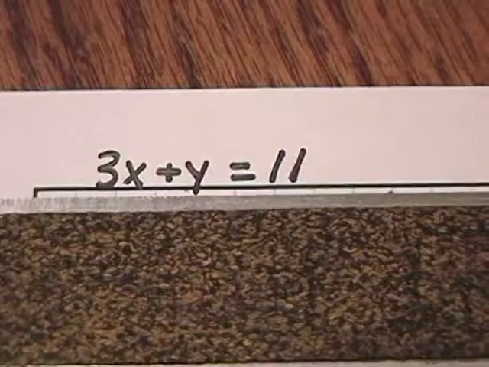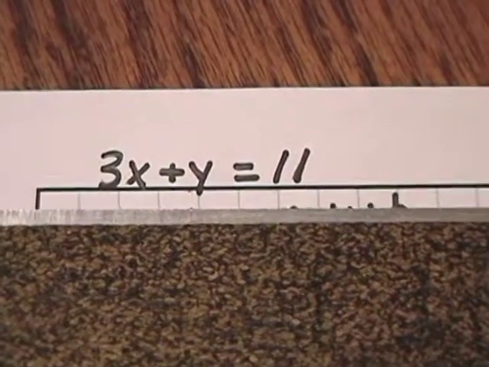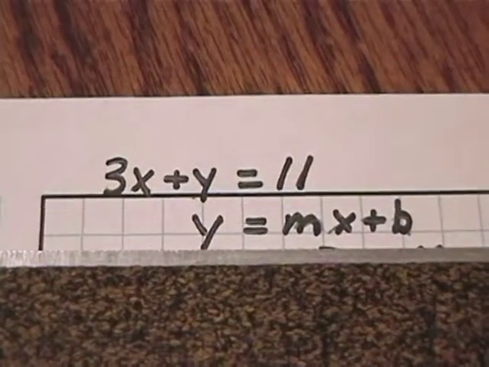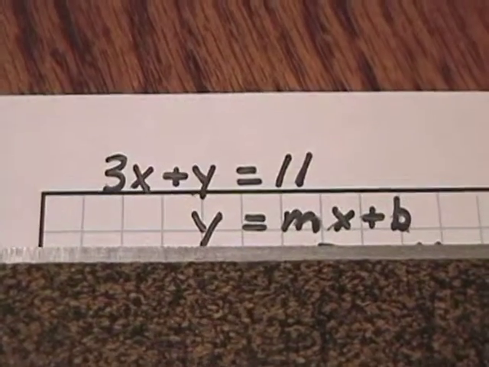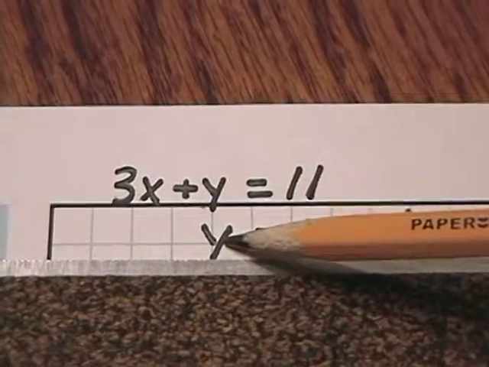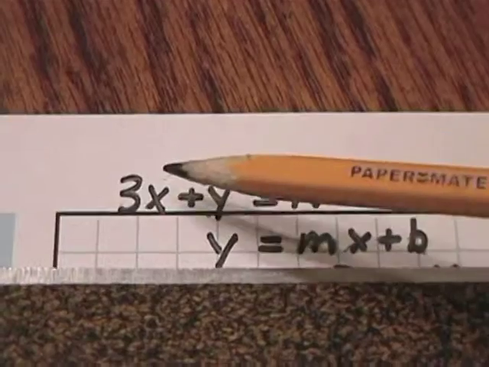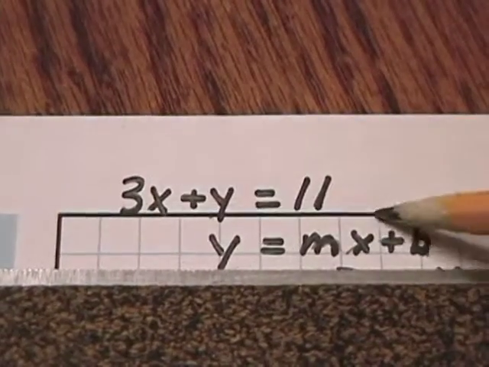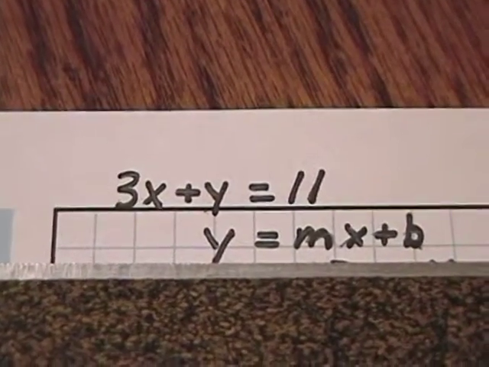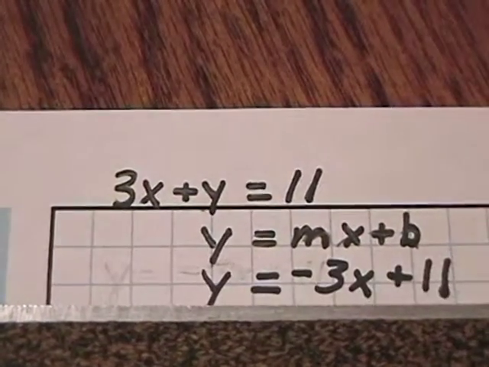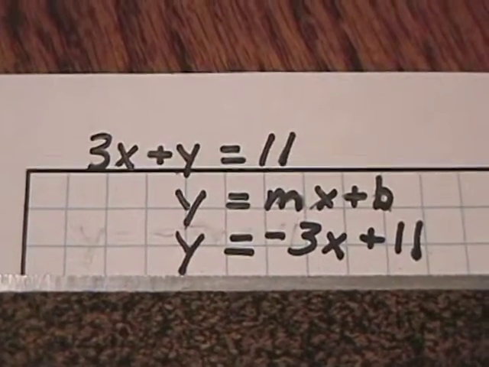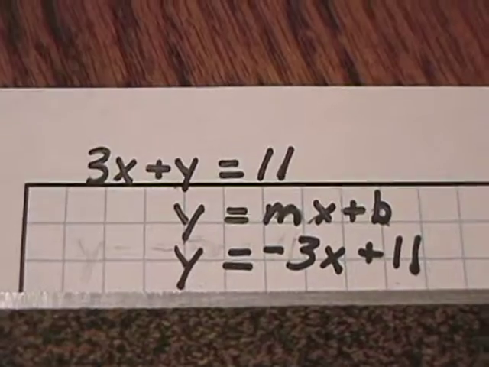3x plus y is equal to 11. We're going to set it up in the form of y equals mx plus b. That means we have to leave y on the left side of the equal sign. We're going to bring the 3x to the other side, and when we do that, we change its sign. So we end up with y is equal to minus 3x plus 11.